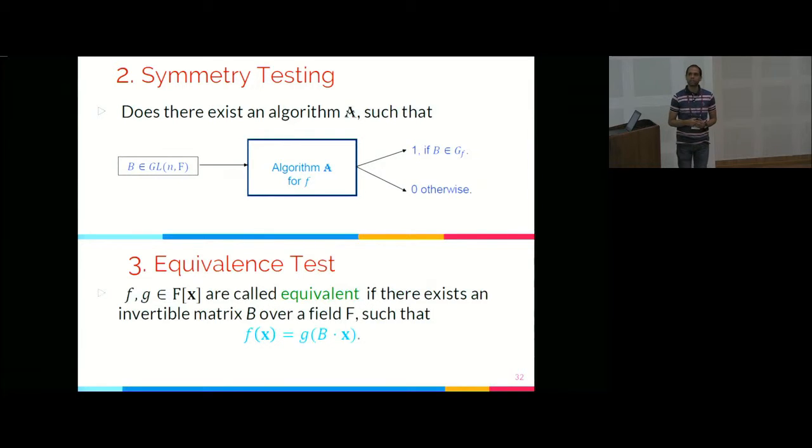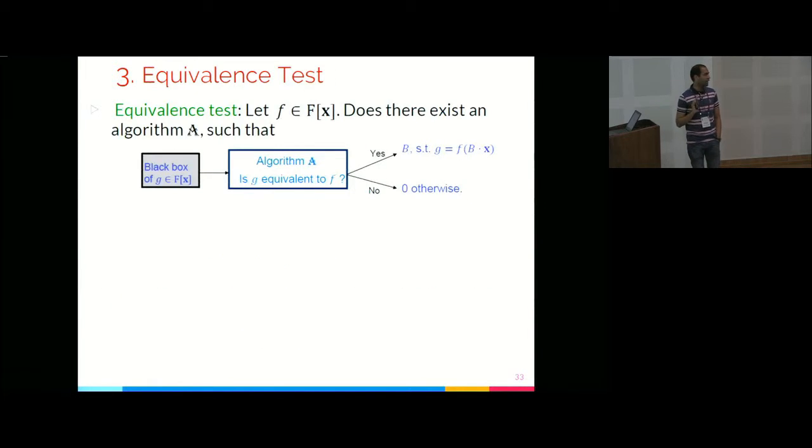This is called equivalence test. Before coming to the question, let me define what equivalent polynomials are. Two polynomials F and G are said to be equivalent if there exists a matrix B over the field such that F is obtained from G by replacing the vector of variables X by B times X. Okay, so here is the equivalence test question.